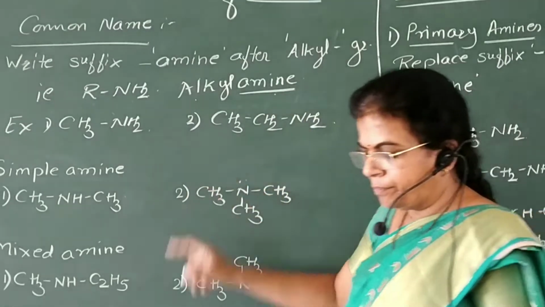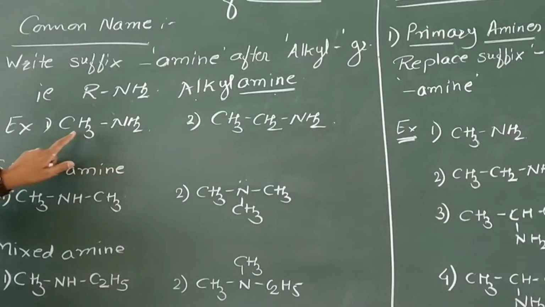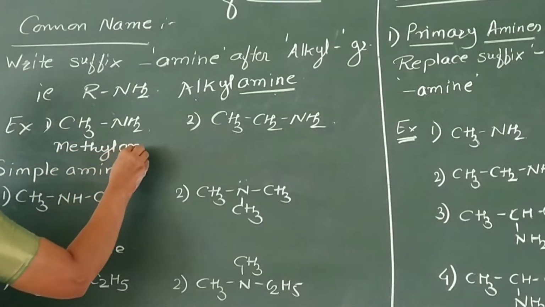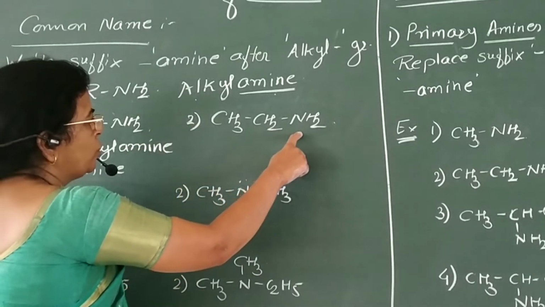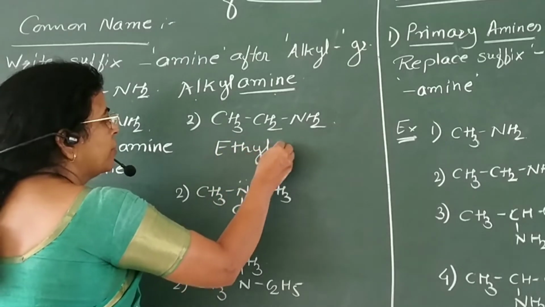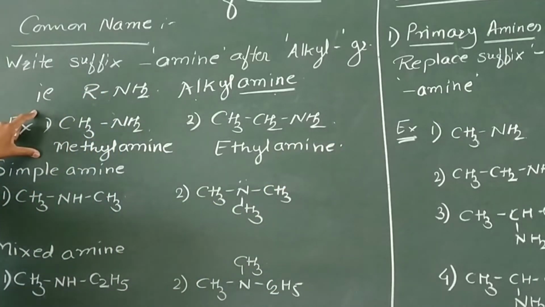For example, now here CH3NH2. Now it is methyl group which is attached to amine group. Therefore name of this compound is methylamine. Then second, CH3CH2NH2. It is ethyl group. Therefore it becomes ethylamine. Now this is primary amine. Now we are going to see the examples of secondary and tertiary amines.